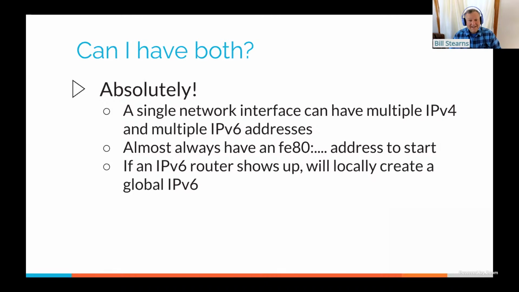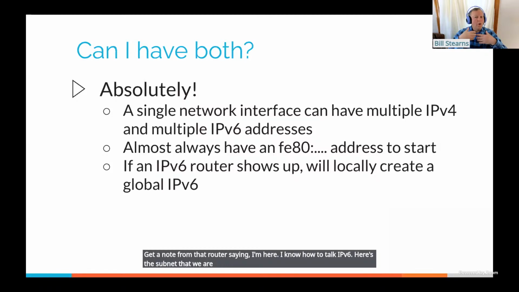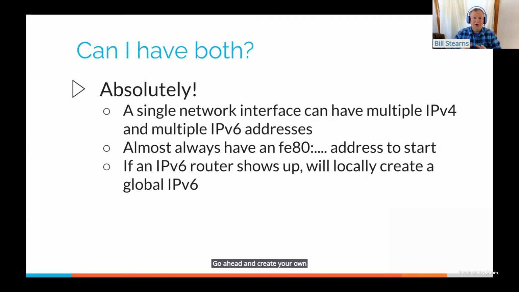If there is an IPv6 capable router, then you will get a note from that router saying, I'm here. I know how to talk IPv6. Here's the subnet that we are all sitting on. Go ahead and create your own address on that public network. So you'll see what's called a global IPv6 address in just a moment.